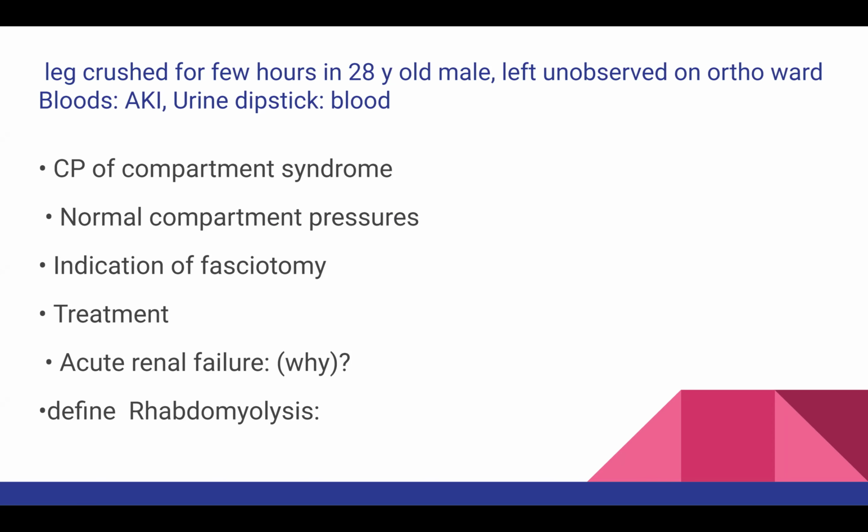There will be pain disproportionate to the signs, and there will be pain on passive stretching. In addition, there will also be paresthesia and loss of pulses, which are late signs. So what is normal compartment pressure? The normal compartment pressure is less than 30 millimeters of mercury.